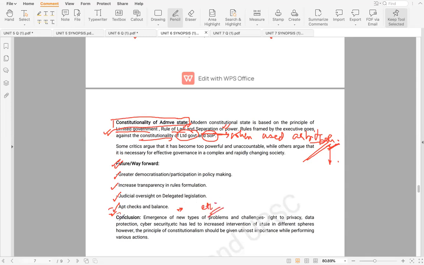Right? Conclusion: emergence of new types of problems and challenges such as right to privacy, data protection, and cybersecurity has led to increased intervention of the state in different spheres. However, the principle of constitutionalism should be given utmost importance while performing various actions, wherein it is the legislature which enjoys the confidence of the people, and because we the people, therefore, supremacy of people should be ensured, and the majority of the work should be done by the legislature, or they should at least define what needs to be done by the people that they delegate to. Yes.